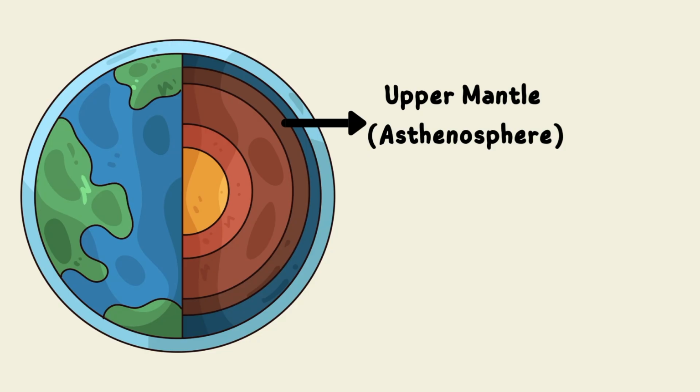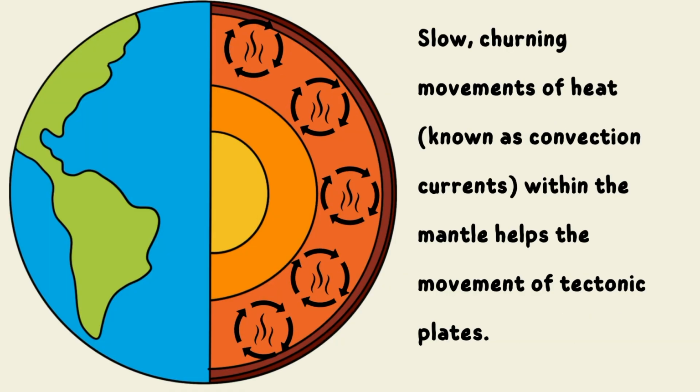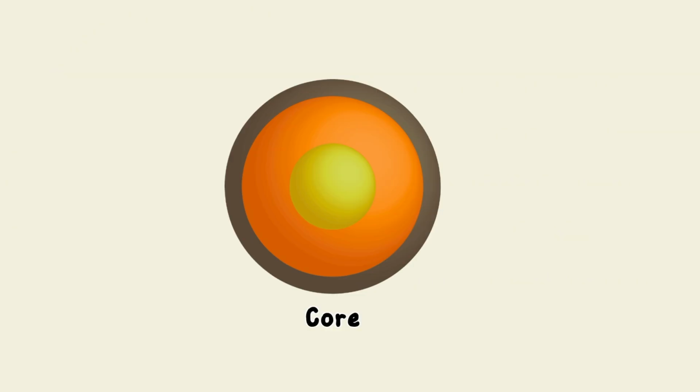Next is the physical state of the mantle. Although the mantle is mostly solid, it is divided into sections with varying behavior. The upper mantle, called the asthenosphere, is a weaker, more ductile layer where rock is semi-molten and can flow very slowly over geological time scales. The slow churning movement of heat in the upper mantle creates convection currents. This convection current within the mantle is very important as it drives the movement of the overlying tectonic plates.